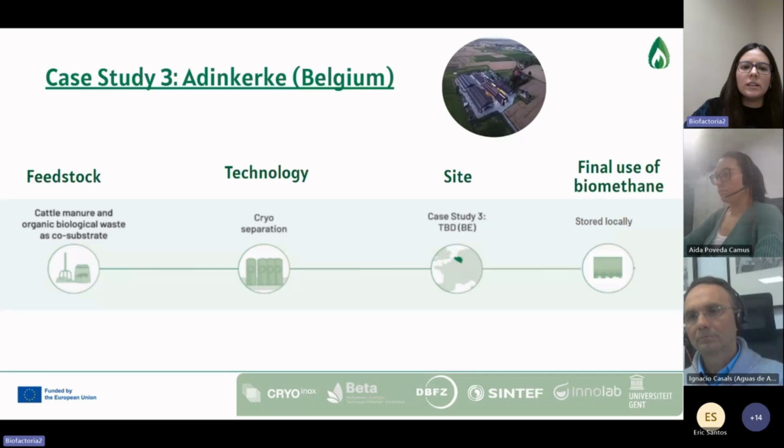And the goal is to demonstrate the potential of the low scales to produce liquid biomethane and liquid CO2 from biogas with an integrated cleaning process. And the selected technology is a cryoseparation process.